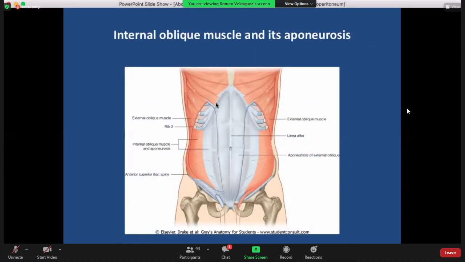So this is the illustration showing the disposition of the internal oblique muscle. The same illustration I showed you earlier, but this time the other side is intact. Okay. So external oblique right there, followed by the internal oblique. Take note of the direction of the fibers. Okay. Very much different from the direction of the external oblique.